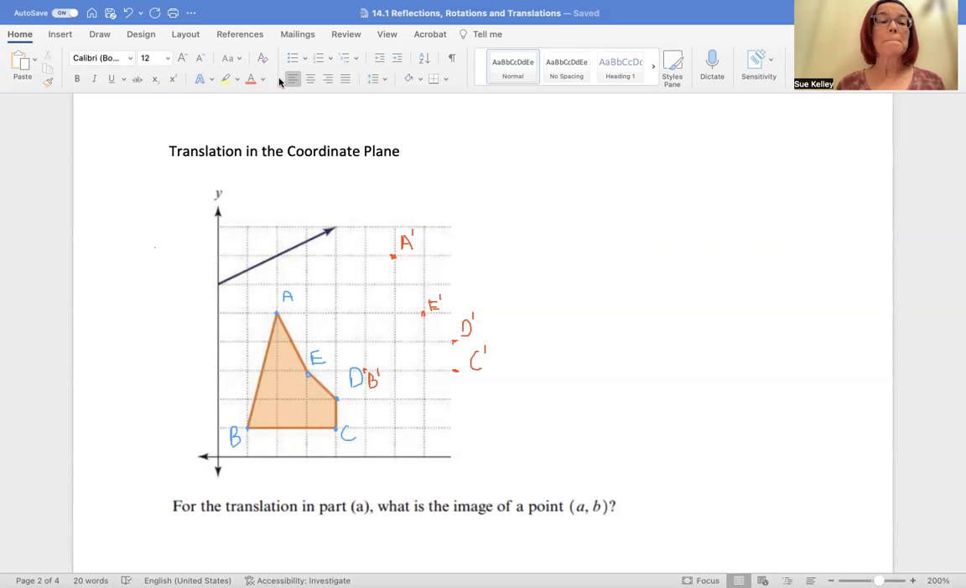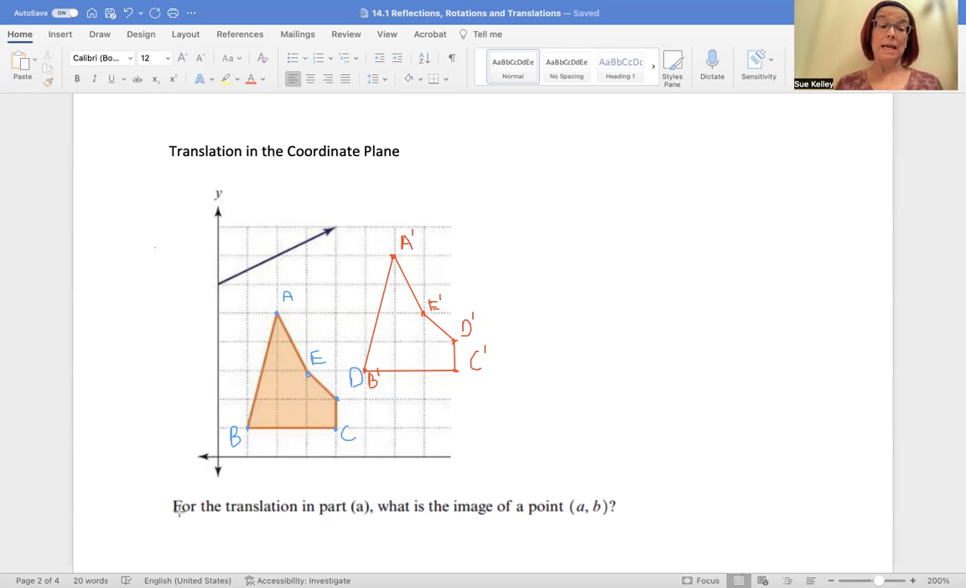Okay, so now I have all of my new vertices after my translation, and now I'm going to connect the dots. So I'm going to draw some lines between A prime and E prime, E prime and D prime, D prime and C prime, C prime and B prime. Again, you can do this in any order you choose, but as you can see, I have the same shape, just moved over a little bit. And that's all we're looking at happening with our translation.